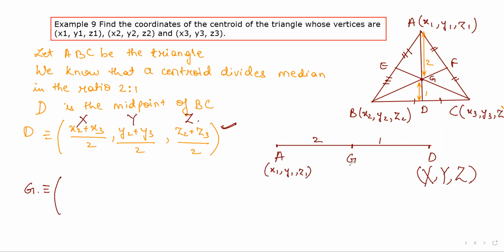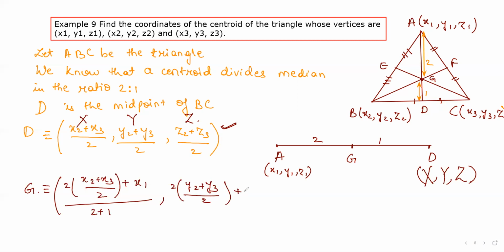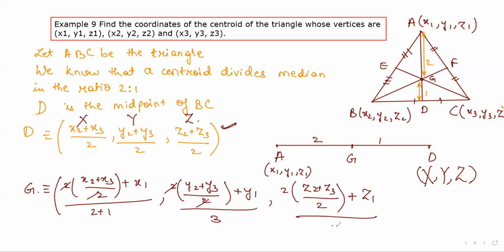G will be 2 into this value, capital X, which is x2 plus x3 divided by 2, plus 1 into x1, whole upon 2 plus 1. Next, we have 2 into y2 plus y3 divided by 2 plus y1, whole upon 3. These will get cancelled. 2 into z2 plus z3 divided by 2 plus z1, whole upon 3.